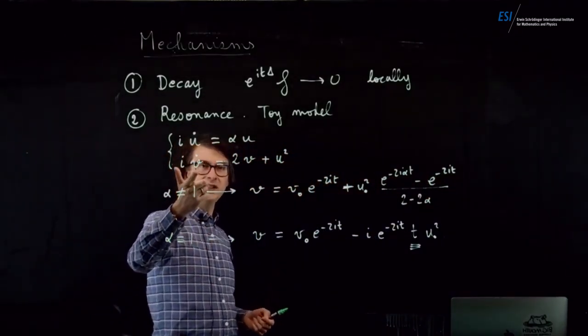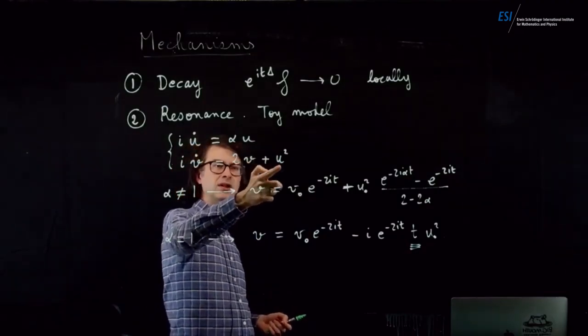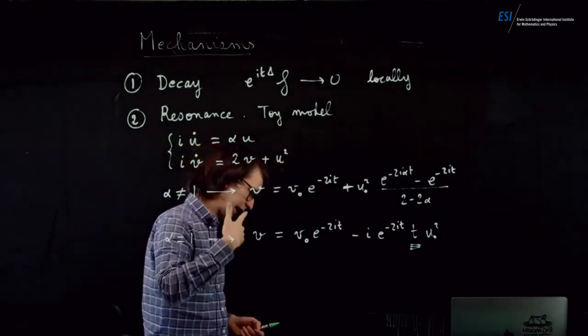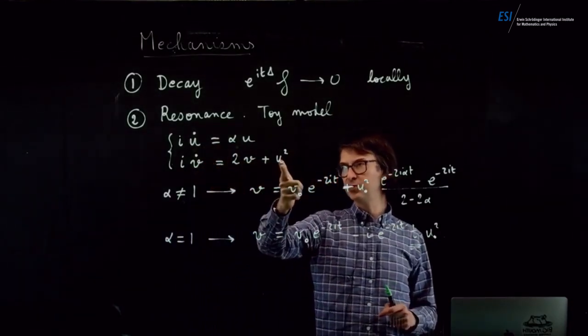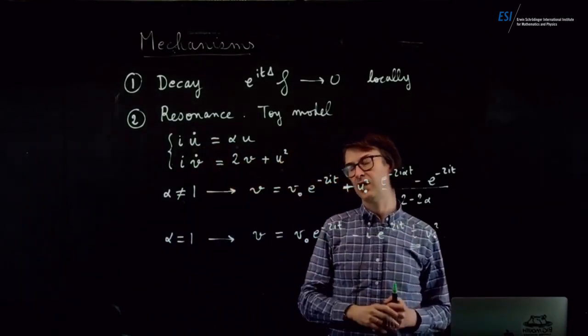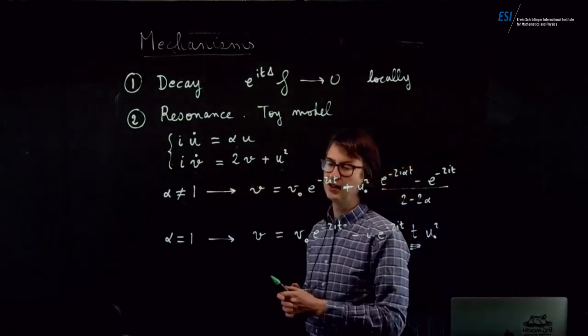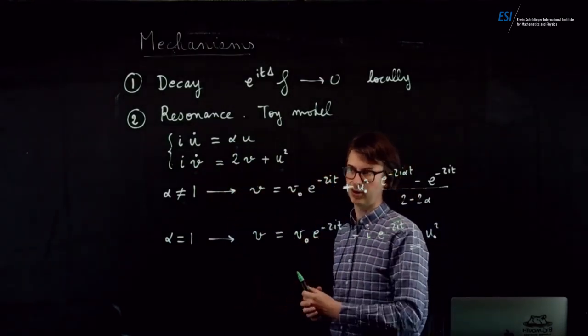The equation on V is forced by U, and if U squared happens to force this equation at a frequency which is the eigenfrequency of V, well then you get linear growth.